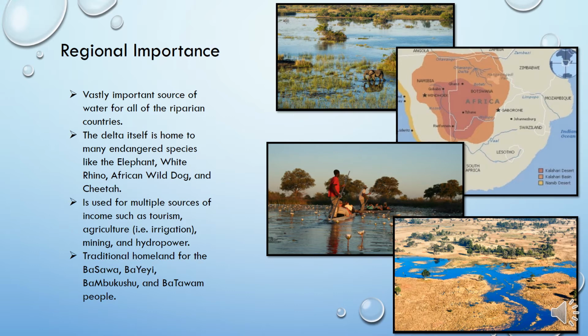The delta is also a traditional homeland for multiple people, which is an issue that I will discuss a little bit more in the next slides about how both traditional and national interests align or don't align. But like I said, it's a traditional homeland for multiple African people and includes much of their livelihood as well as their traditional homeland.